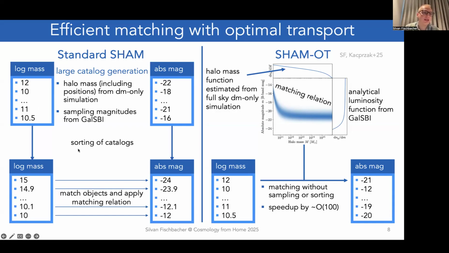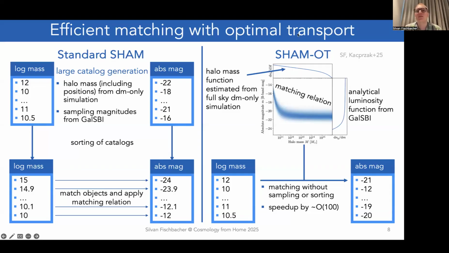From there, we had these two very large catalogs, and then we needed to sort these two catalogs. And after sorting, we could then obtain the matching relation. So we assigned the heaviest halo in the catalog to the brightest galaxies, and then continued down. And this matching relation could then be applied to the smaller halo catalog that is, for example, in a very specific part of the sky that we want to use in our image simulation, and then assign the absolute magnitudes there. This is not very efficient because we always need to generate this very large catalog, and also the sorting of this very large catalog is quite resource intensive.